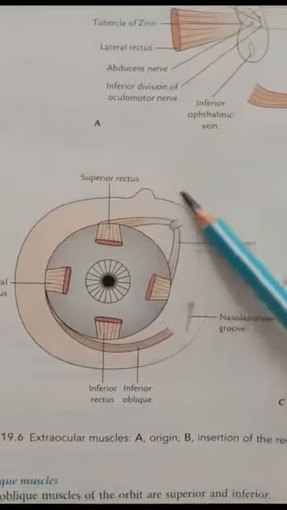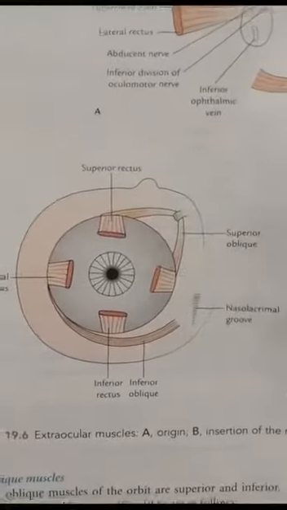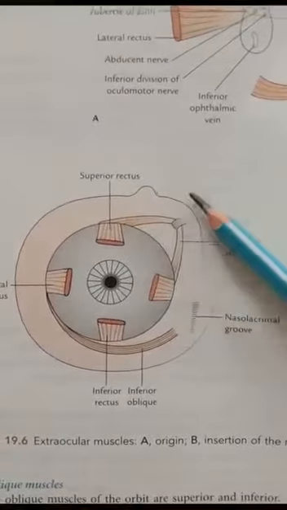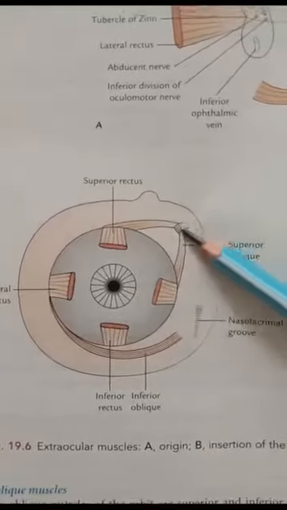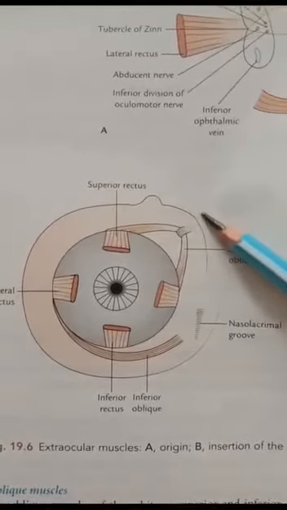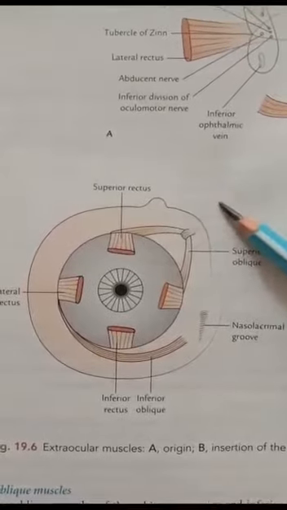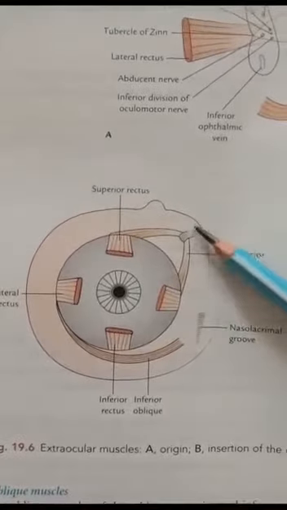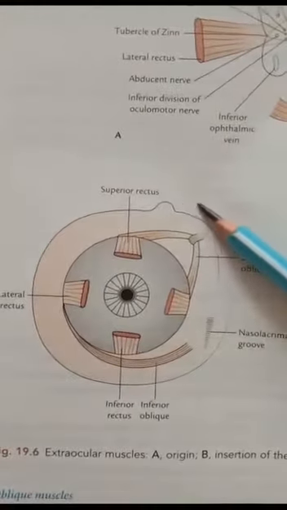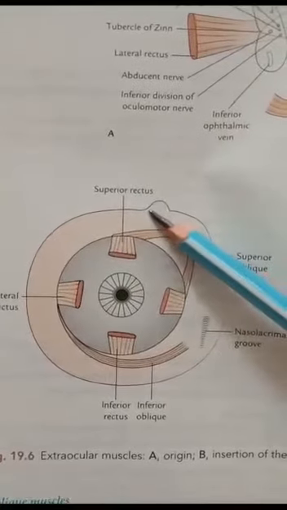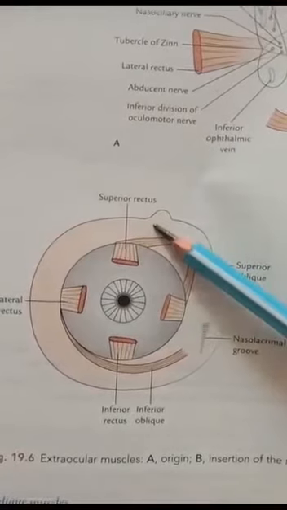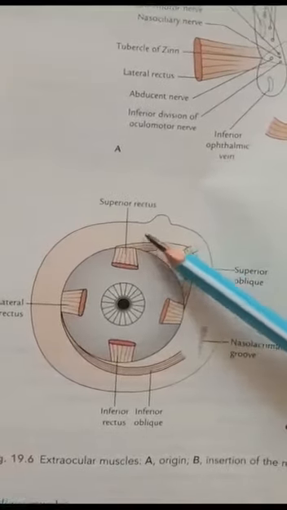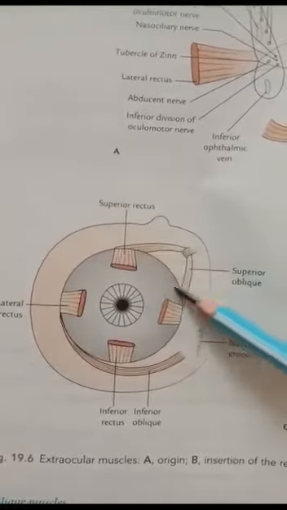The tendon of the superior oblique passes through a fibrocartilaginous pulley which is attached to the trochlear fossa. So here you can see, and this pulley is attached to the frontal bone. Then the tendon passes laterally, downwards and backwards below the superior rectus muscle, and it is inserted behind the equator of the eyeball, into the sclera.